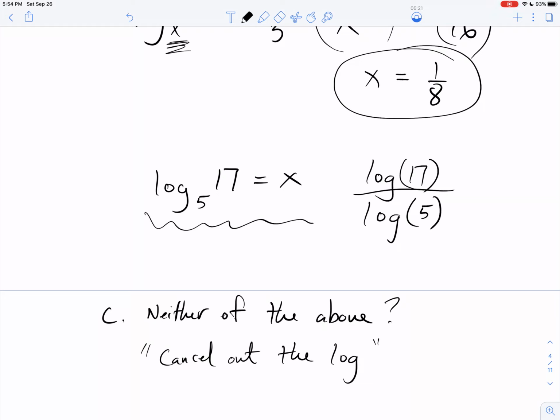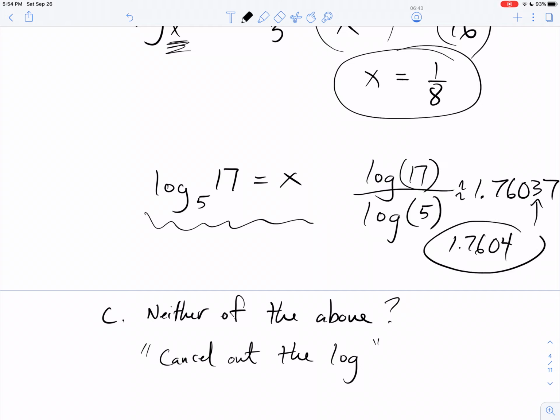It's written in a format that my calculator knows, as long as I know how to trick it. And then I punch it in the calculator, and for all our decimal style answers like this, we're going to round them to the 4th decimal place. So I get 1.76037. So of course I'm going to round this to 1.7604. And that would be my final answer for that question.